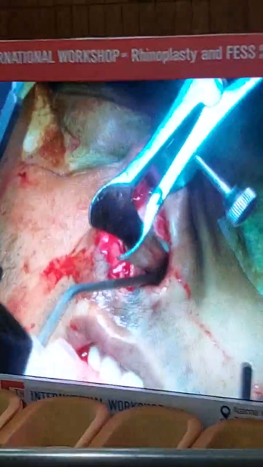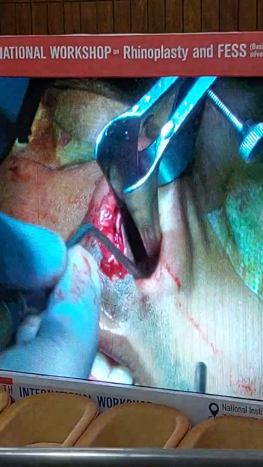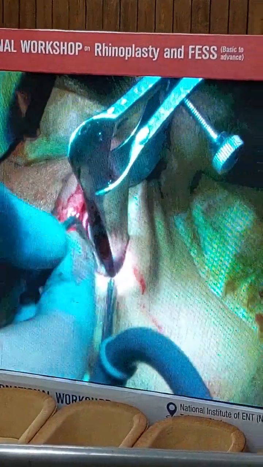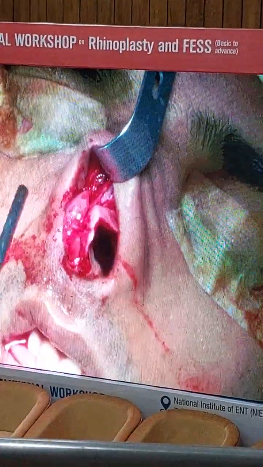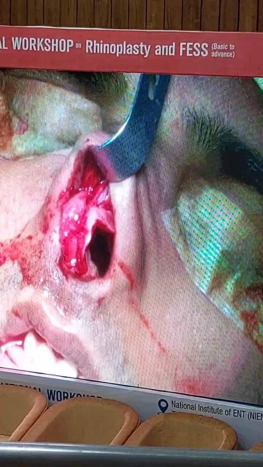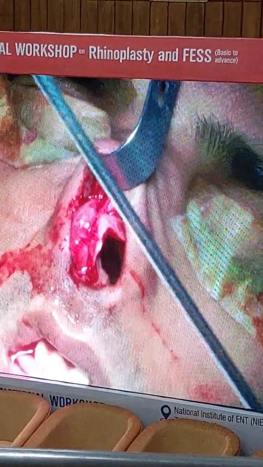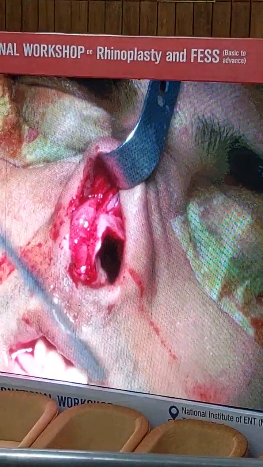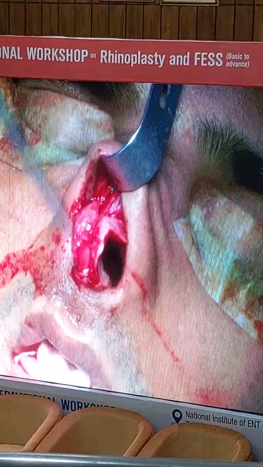Sir, can we see the endoscopic view, sir? Yes, definitely. I show you the endoscopic picture. Where is the cell bone? Here is the cell bone. Here is the reception.